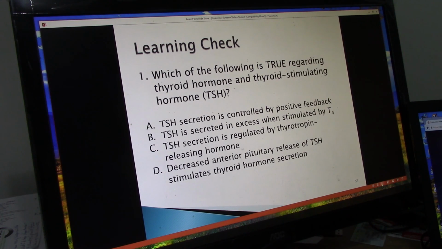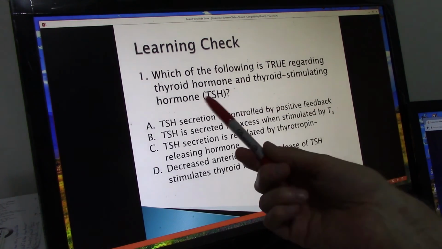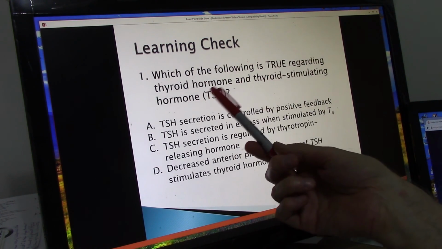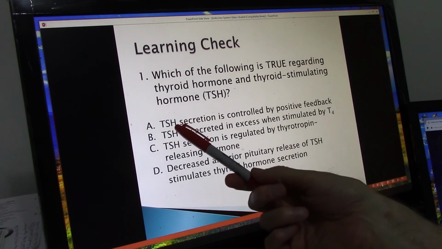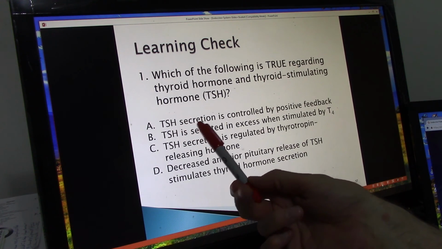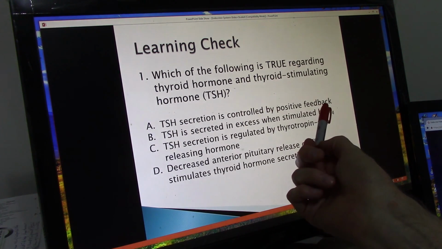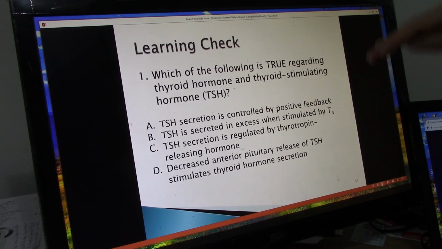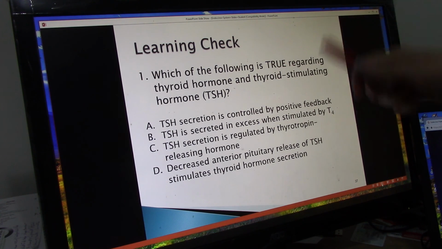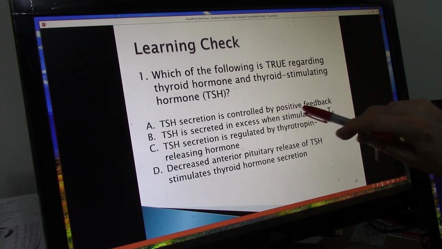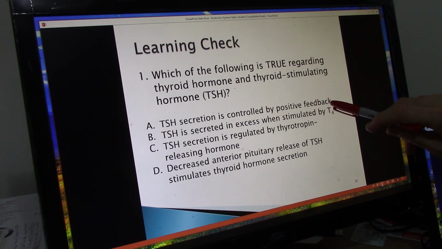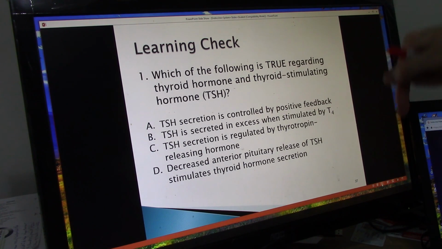Okay, now let's check what we've studied here about the thyroid. Which of the following is true regarding thyroid hormone and TSH release? Is this true? TSH secretion is controlled by positive feedback. So the more TH you get, that will stimulate more TSH. Well, that's incorrect. It's controlled by negative feedback. As TH rises, TSH will fall.